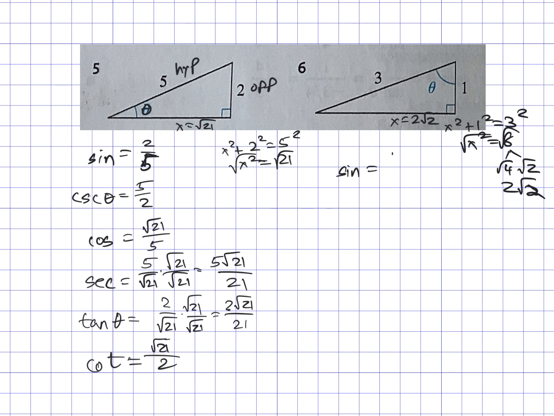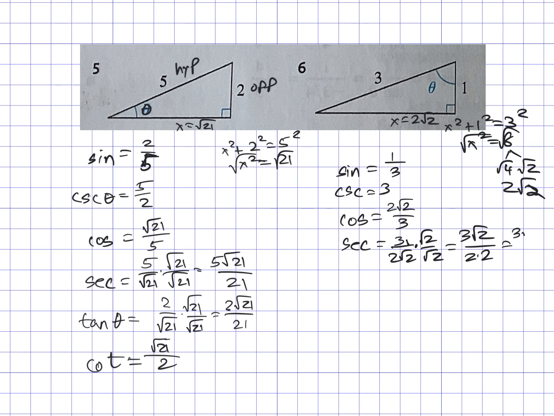Sine is opposite over hypotenuse, so the cosecant is 3. And then you go cosine, it's opposite, or excuse me, the adjacent over the hypotenuse. Okay, and then the secant is the reciprocal of that. So 3 over 2 square root of 2 multiplied by the square root of 2 over square root of 2. That's 3 square root of 2 over 2 times 2, 3 square root of 2 over 4.